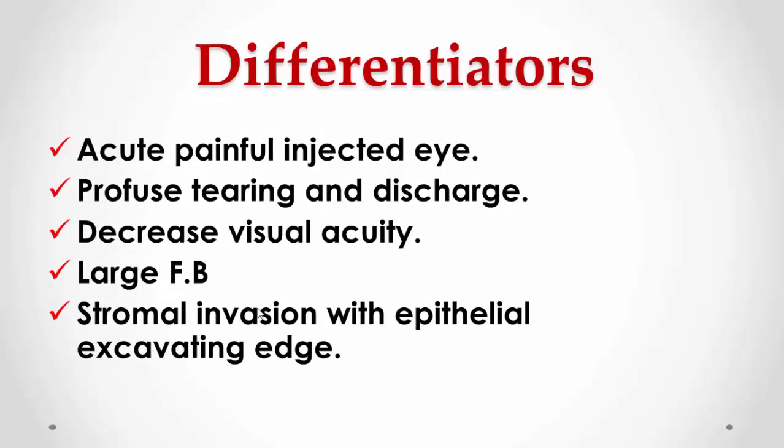Differentiators of bacterial keratitis. It usually causes an acute painful injected eye, with tearing and discharge and a marked decrease in visual acuity. Usually we can find a foreign body in the cornea which causes this infection, and usually there is stromal invasion with an epithelial ulcer with excavating edges.